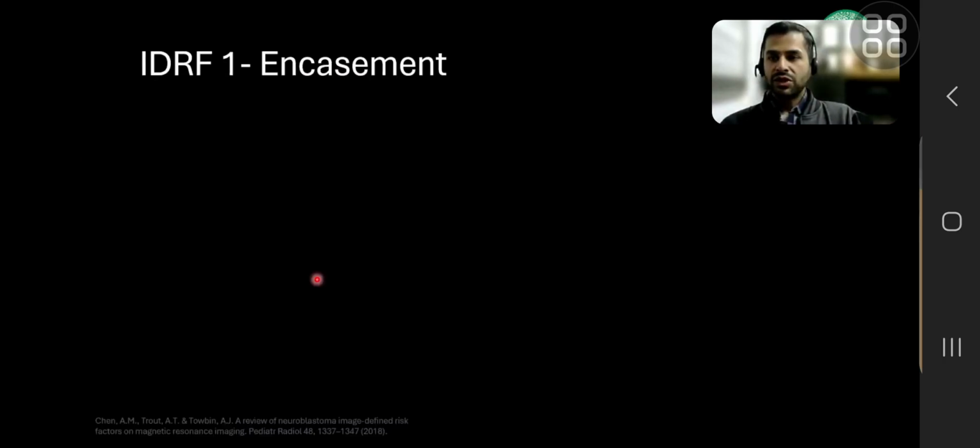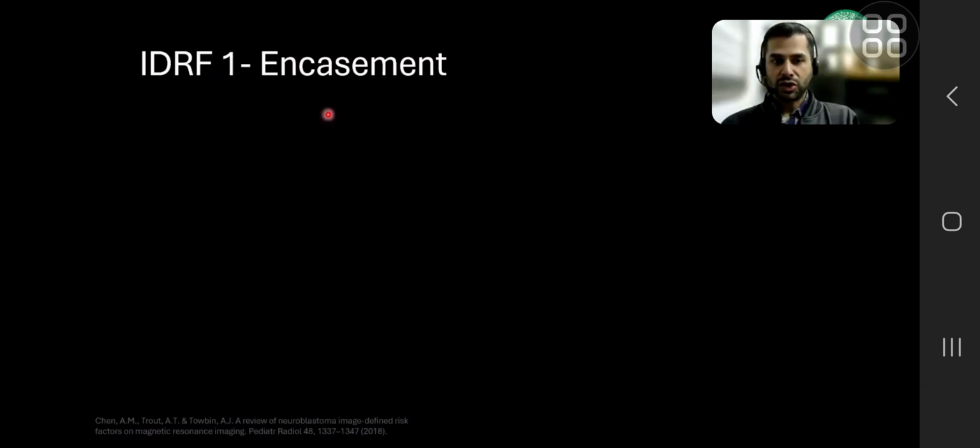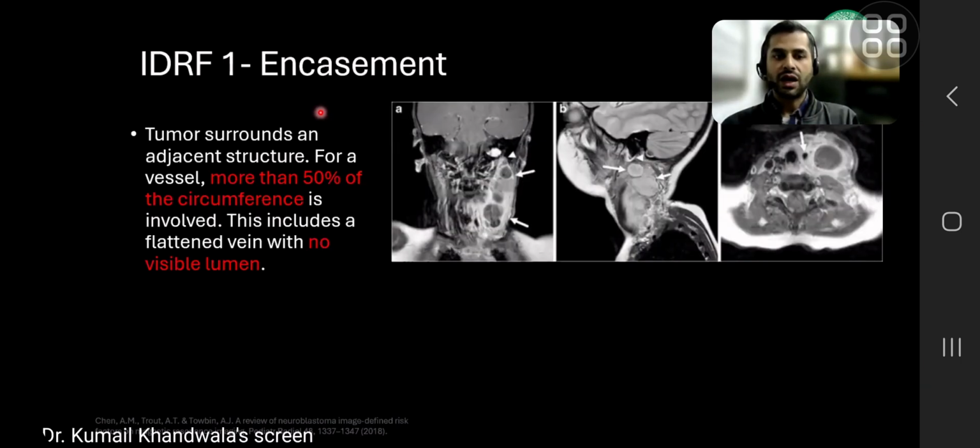So let's discuss image-defined risk factors one by one. The first term is encasement. Now, encasement occurs when the tumor surrounds an adjacent structure. For a vessel that is an artery, more than 50% of the circumference of the vessel is involved. And for a vein, it includes a flattened vein with no visible lumen. So it is important to note that no visible lumen should be identified to call it positive for encasement.